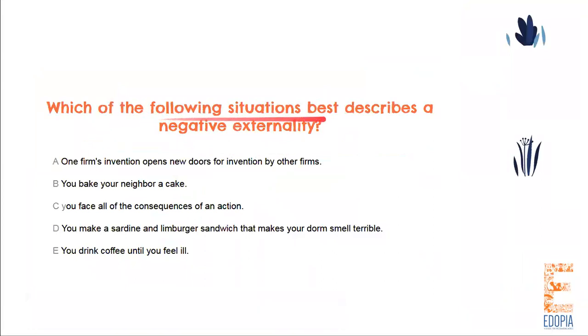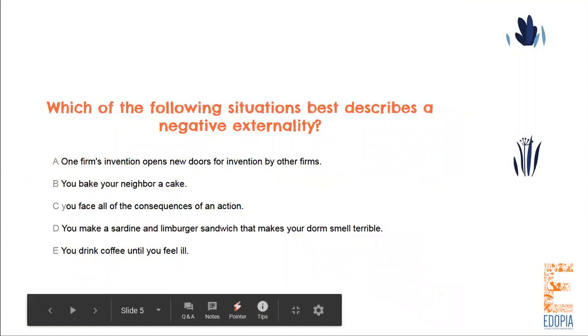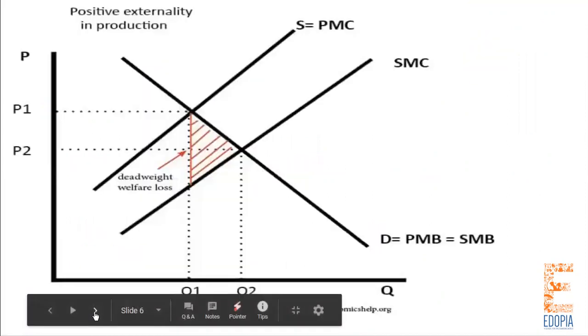Now you have to answer which of the following situations best describes the negative externality. You're given 5 options. You have to pick one option out of these options in order to see which explains the negative externality. Now in this diagram, again, on the vertical axis we take price, and on the horizontal axis we take output. This downward sloping curve shows demand, which is equal to marginal private benefit, which is equal to marginal social benefit.